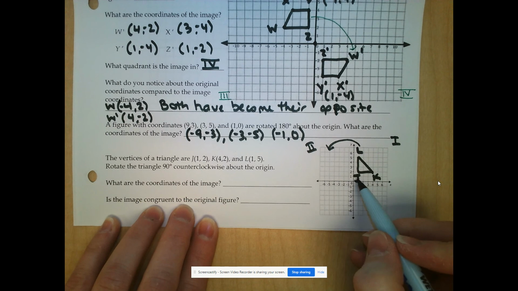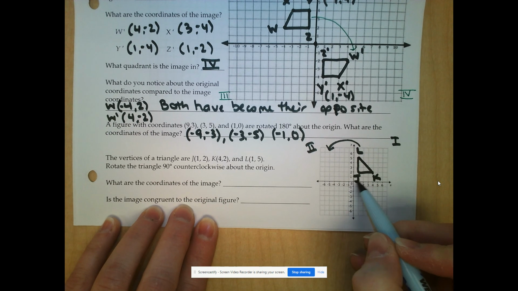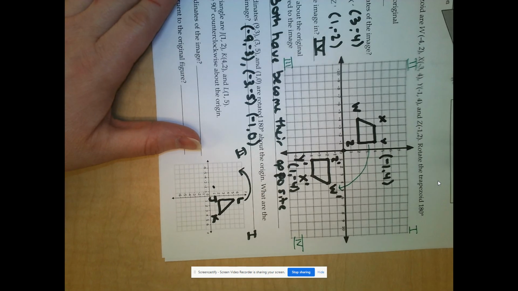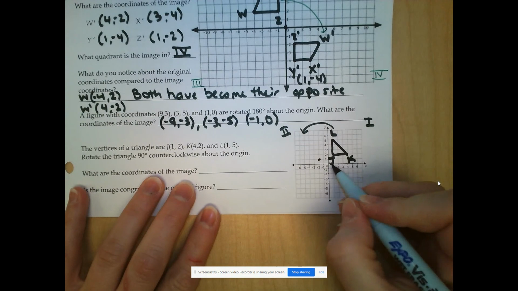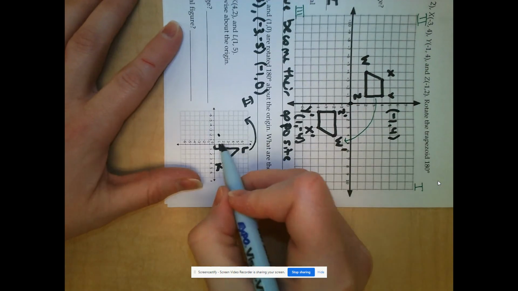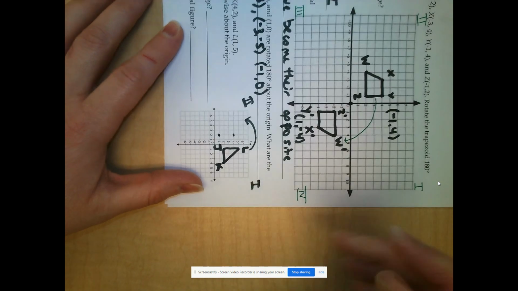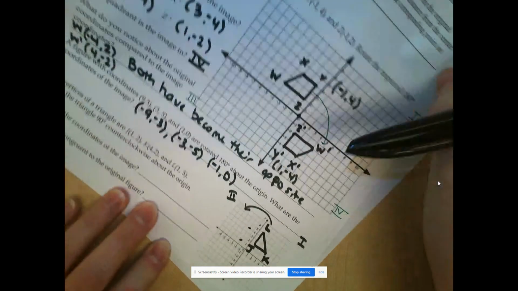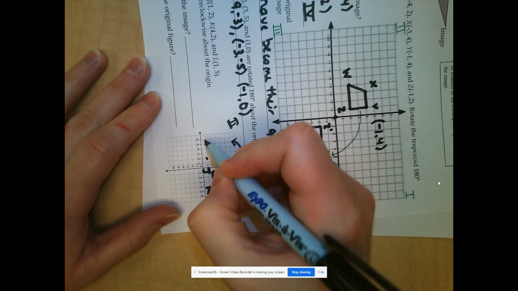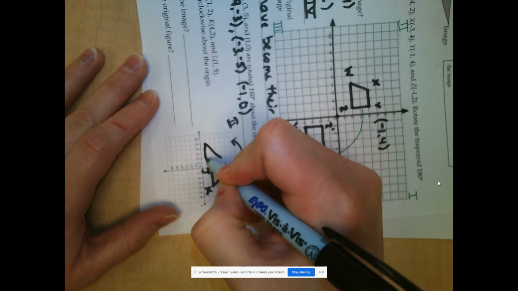And so to get to J, right now I have to go right 1 up 2. Well, I'm going to rotate my paper, and I'm going to go right 1 up 2, and there's my J prime. K, I've got to go right 4 up 2. So I'm going to rotate my paper. I'm going to go right 4 up 2. So there's K prime. And then L was right 1 up 5. So I'm going to rotate my paper. I'm going to go right 1 up 5. And there is my new triangle.